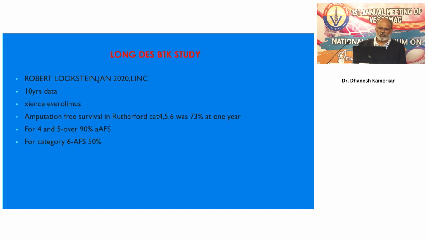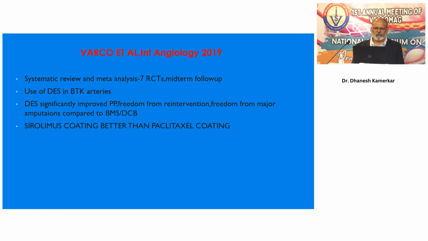It's another long DES BTK study published in January 2020 through Springer Link. The 10-year data used Giants everolimus, and amputation-free survival in Rutherford category 4, 5, 6 was almost 70% at 1 year. For categories 4 and 5, over 90% amputation-free survival. For category 6, only 50%.